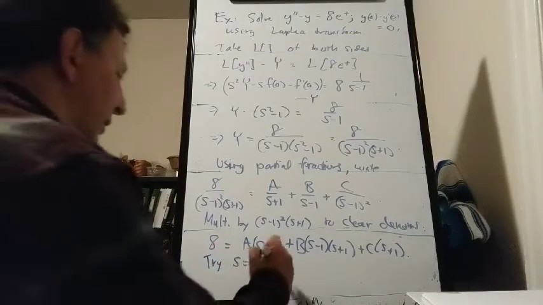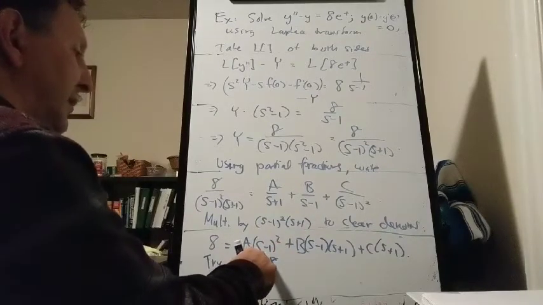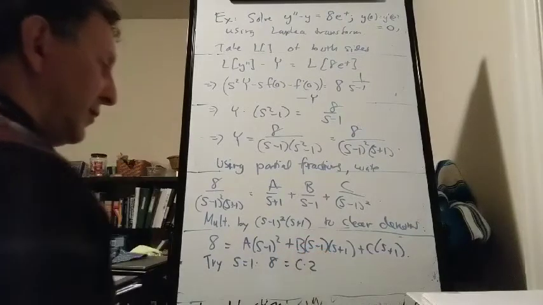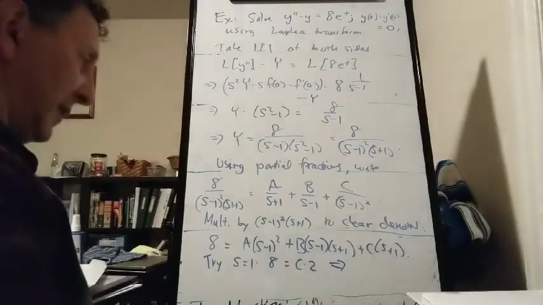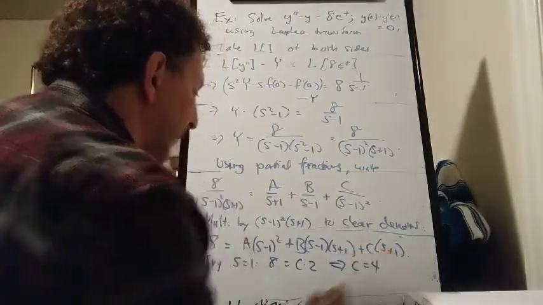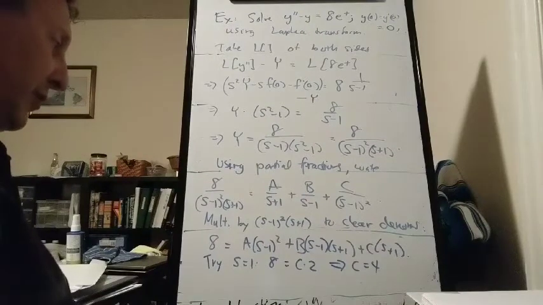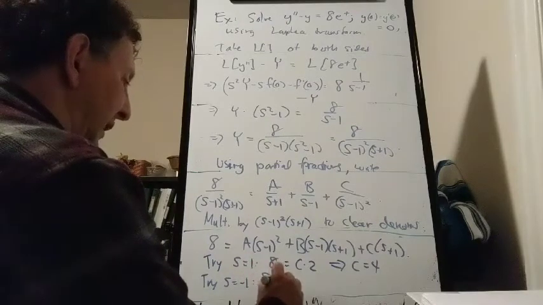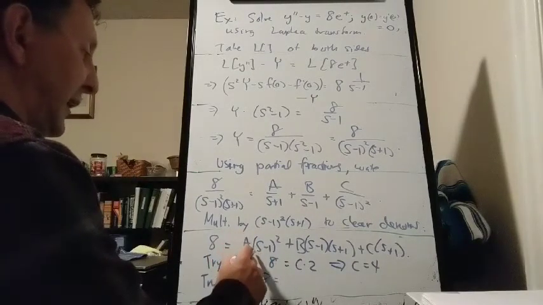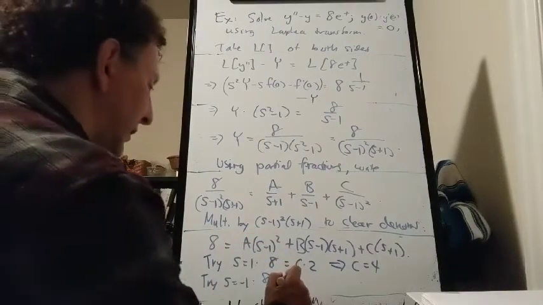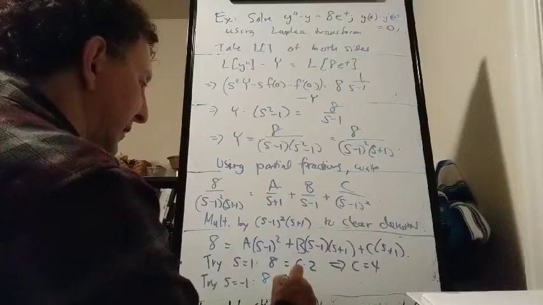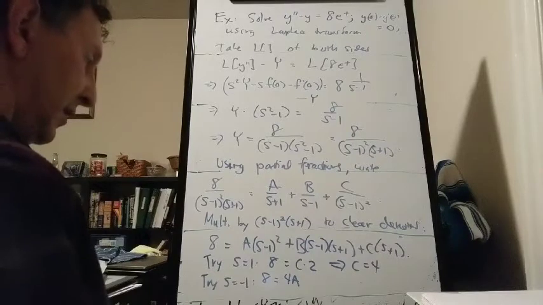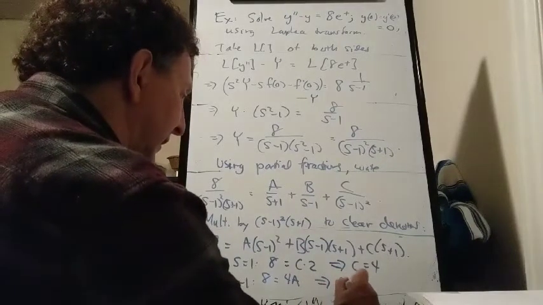So if we plug in s equals 1, then we get 8. This disappears. That disappears. 8 equals C times 2. Alright, that was easy. So now we have C equals 4. And what if we try s equals negative 1? 8 equals A times negative 1 minus 1, negative 2 squared. Negative 2 squared is 4. 4A. That disappears. And that disappears. Okay, that was pretty easy. So I guess A equals 2.